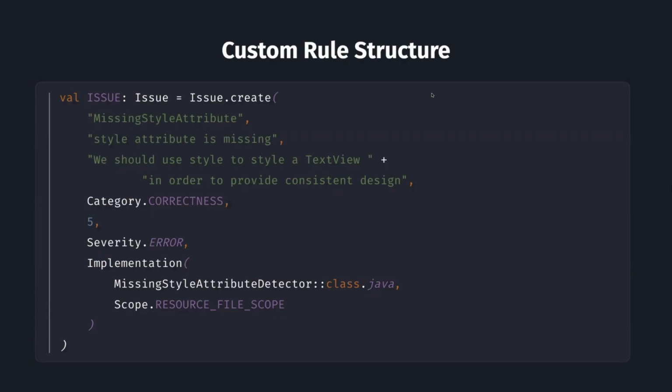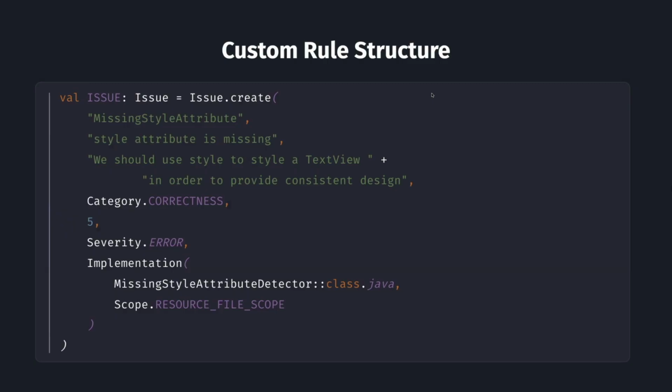So let's look at the metadata of a particular lint rule. For the rule, you have to create an issue. If you remember the registry that we created, the method in the registry returned a list of issues. And this is the same issue that we're instantiating here. We use the static create method to create an issue instance. And let's take a look at all the attributes one by one.